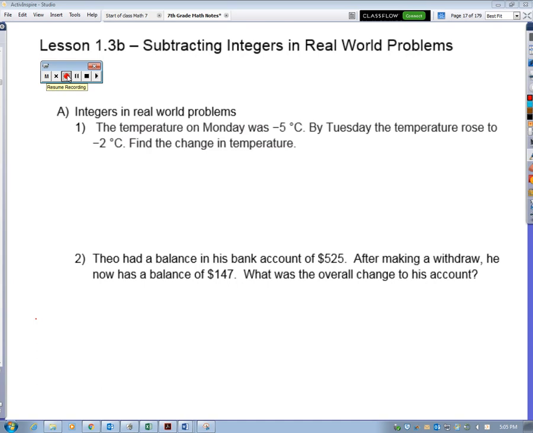Alright, math students, we are going to be moving on to lesson 1.3b, subtracting integers in real-world problems. Yesterday we learned how to subtract integers in lesson 1.3a. Now we're going to do those same steps, and we're going to use word problems to do that.